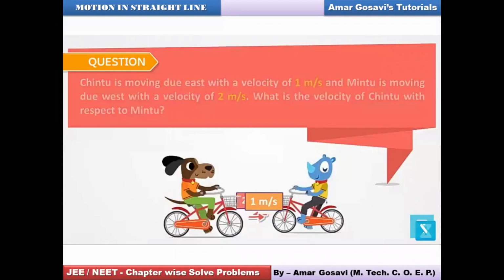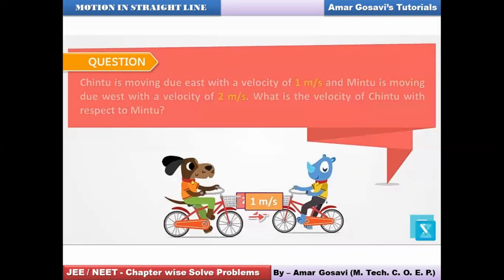You can see Chintu and Mintu. We are talking about these two persons. Chintu is moving due east with a velocity of 1 meter per second. And Mintu is moving due west with a velocity of 2 meter per second. So what is the velocity of Chintu with respect to Mintu? They are moving towards each other in a way.